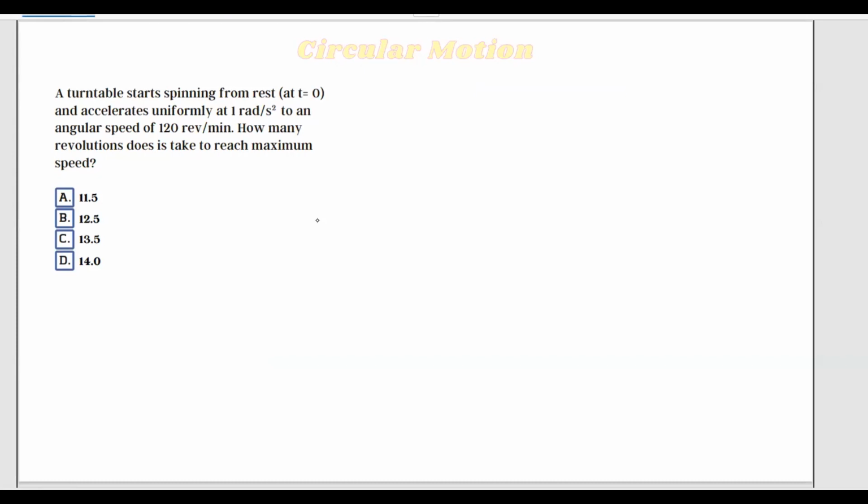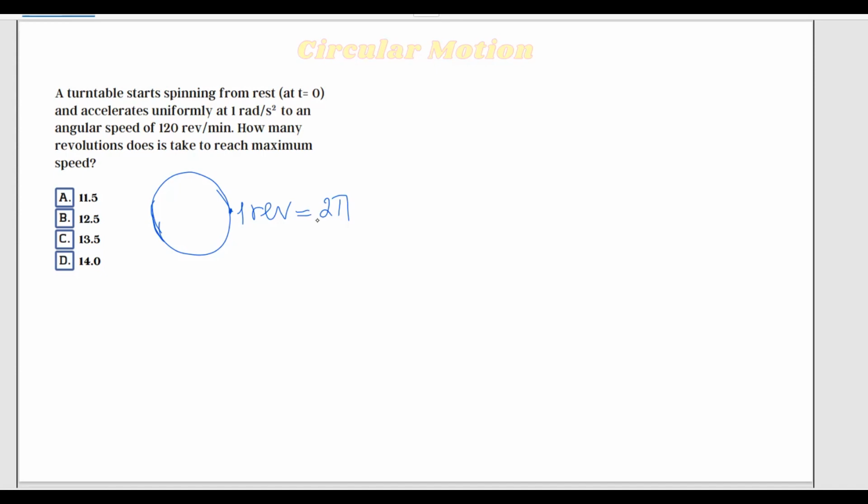A turntable starts spinning from rest at t equals 0 and accelerates uniformly at 1 radian per second squared to an angular speed of 120 revolutions per minute. How many revolutions does it take to reach maximum speed? There's this new term, revolutions per minute. What does that mean? When we talk about a full circle, one full circle is equal to 1 revolution, which in radians means 2 pi. In order to go full circle, you start at 0 and get back at 2 pi. So knowing that, we can move forward with the problem.